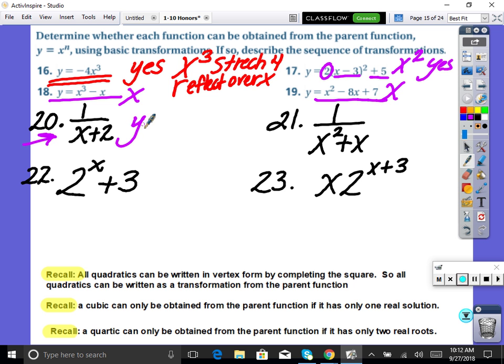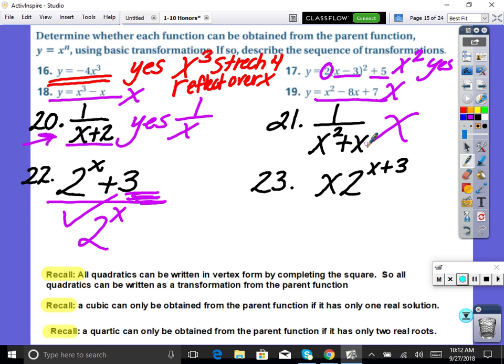How about this one? Yes. What would my parent function be? 1 over x, and then the shift is left 2. Is this one a yes or no? Yes. It's a shift, and the parent function is 2 to the x. And then this is a shift of up 3. Okay, good. And this one, transformation from a parent function? Nope, there's 2 x's. How about this one? No, there's 2 x's. Okay, you get the picture. Awesome.